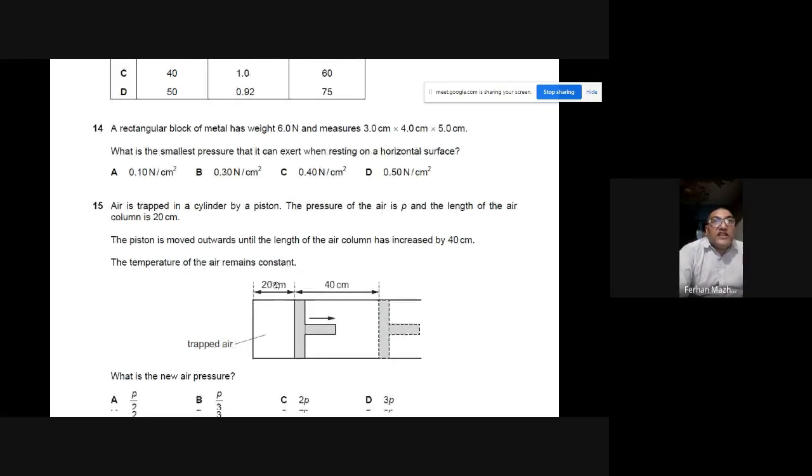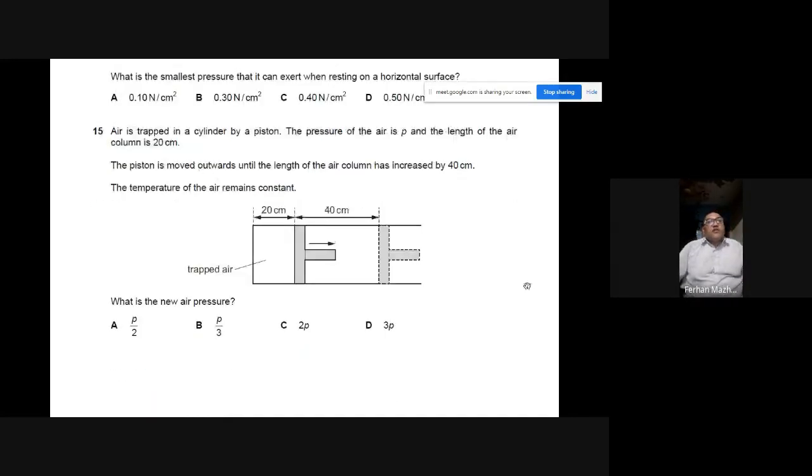Question number 15 is on your screen, a little bit tricky question. Air is trapped in a cylinder by a piston. The pressure of the air is P, and the length of the air column is 20 centimeter. The piston is moved outwards until the length of the air column has increased by 40 centimeter. The temperature of the air remains constant.